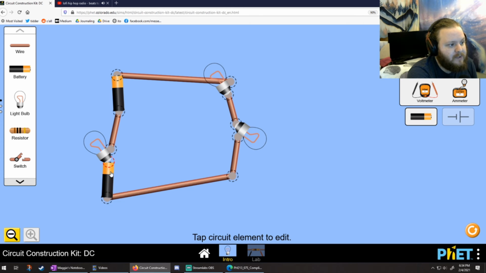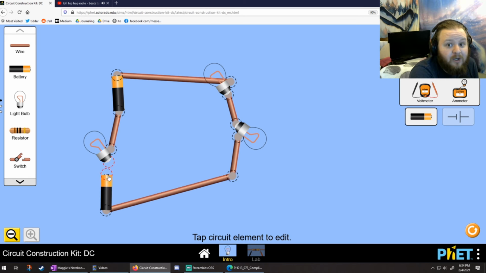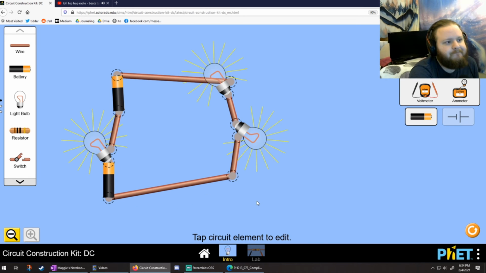And what's going to happen? I'm like baiting the point. What's going to happen? Of course they all light up the same. Why wouldn't they? They're all in a circuit together. Maggie's point is exactly correct.